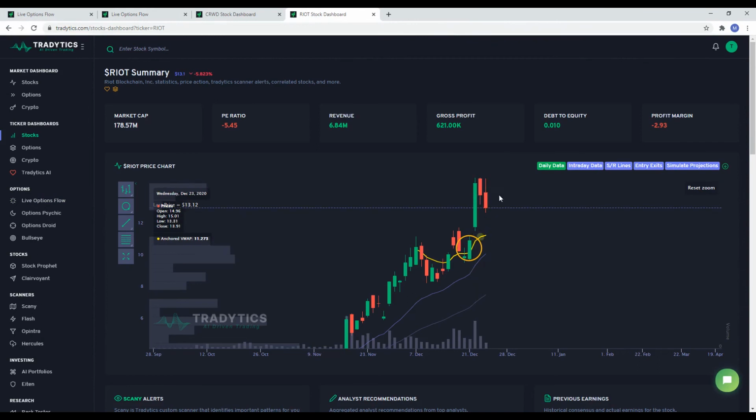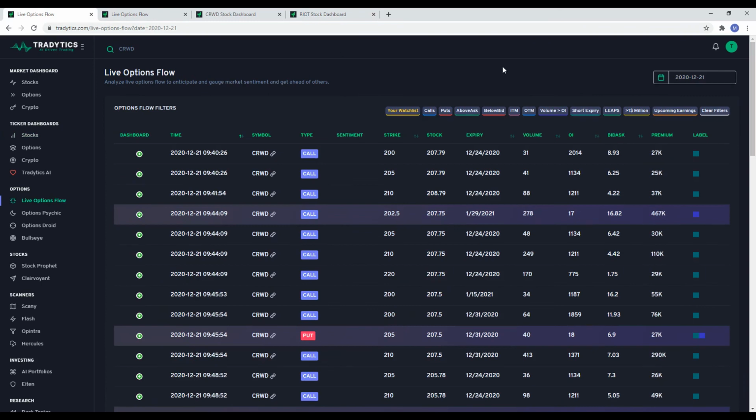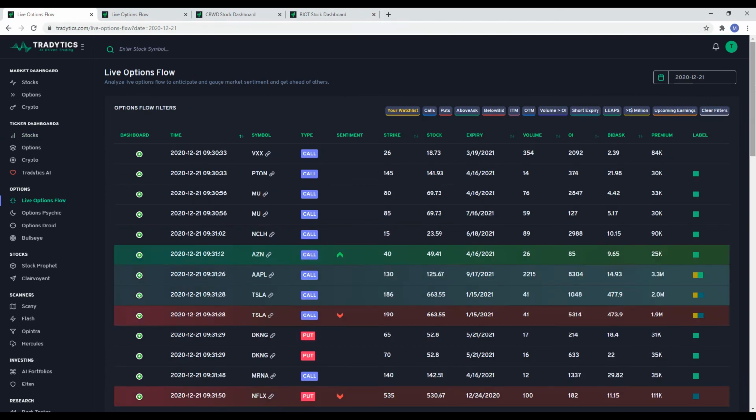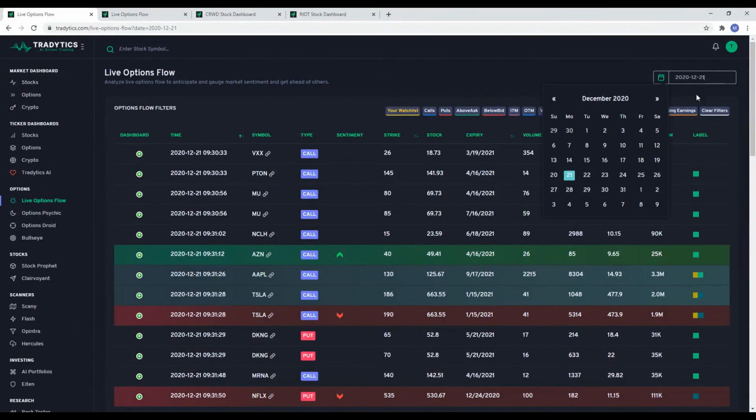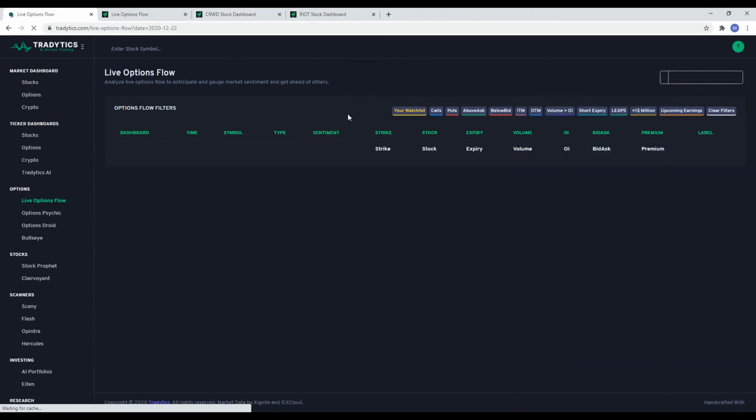That is it, folks. This was just a quick example on how to use live options flow to gauge market sentiment. Please spend some time with this tool and backtest your strategies by using historical data. Options flow is an extremely useful tool in the arsenal of a trader. We hope you will be using it in the future to improve your trading.